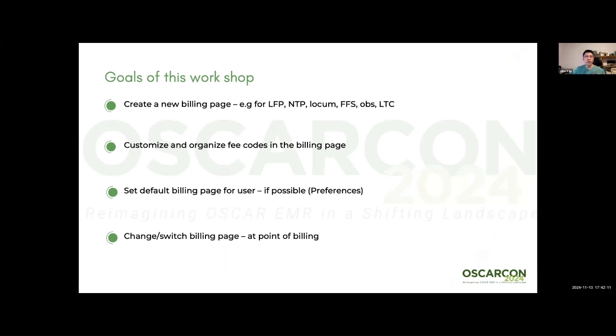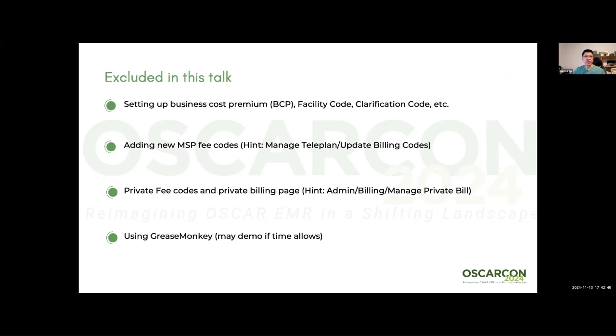So the goal of this workshop is to create a new billing page. A lot of it is screenshot on the PowerPoint, so I won't go through a lot of it live, but there are some parts that I think you really do need to see. You should be able to customize these fee codes in the billing page, set default billing pages per user if possible. And this is indeed possible for Oscar Well version, and I hope it is for all versions, but I don't know exactly for Juno and Open and Ampere, whether that's possible, and how you can easily switch from one billing page to another as you're billing.